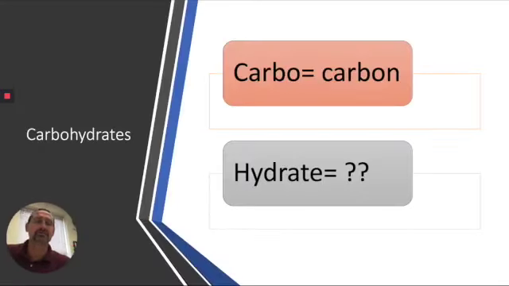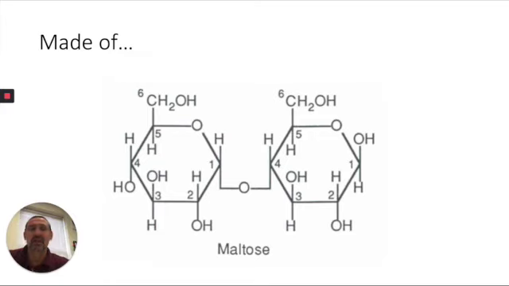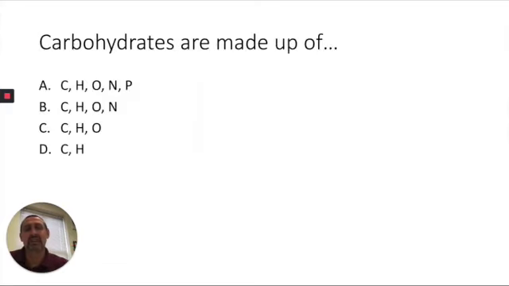Carbohydrates are no exception. Carbo just stands for carbon. Hydrate stands for, in this case, water, like you're hydrated. So a carbohydrate is basically one C and an H2O, in that ratio. So when you look at a carbohydrate, no matter how complex or simple it might be, it's made up of carbons, hydrogens, and oxygens.